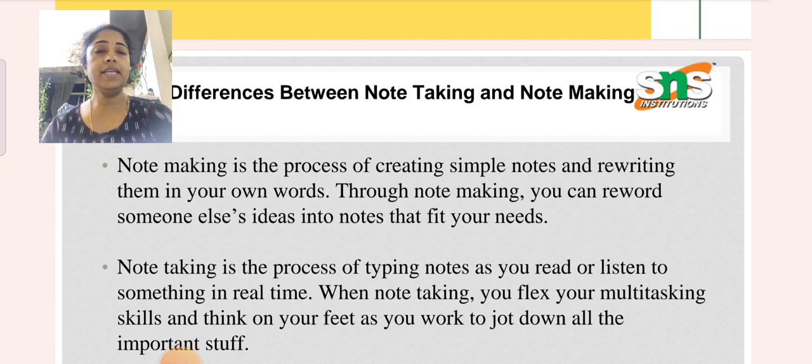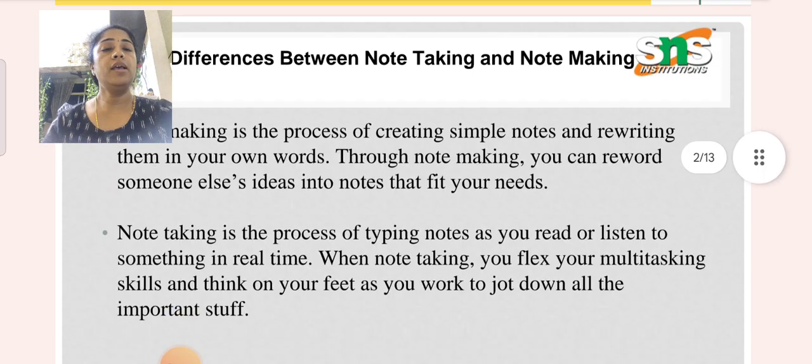And note taking is the process of typing notes as you read or listen to something in real time. When note taking, you flex your multitasking skills and think on your feet as you work to jot down all the important stuff. So you have to make it clear first what note taking and note making are. Look at this.